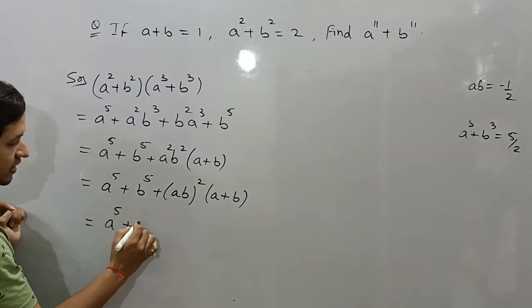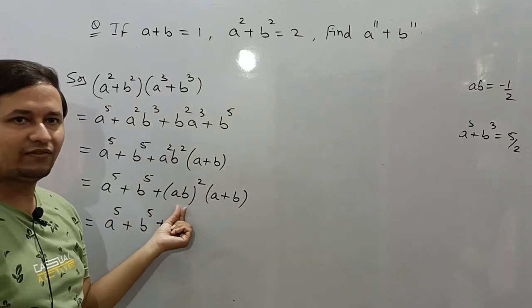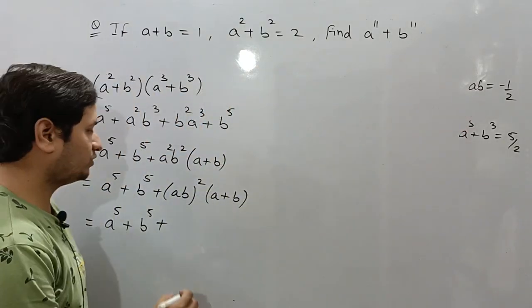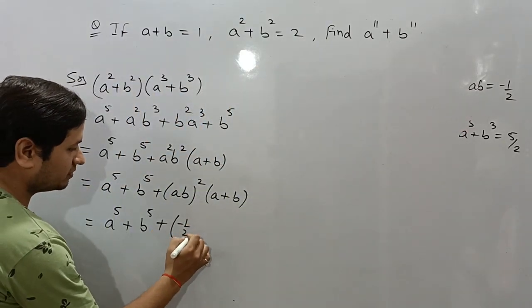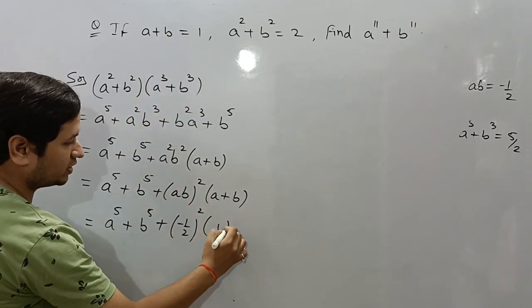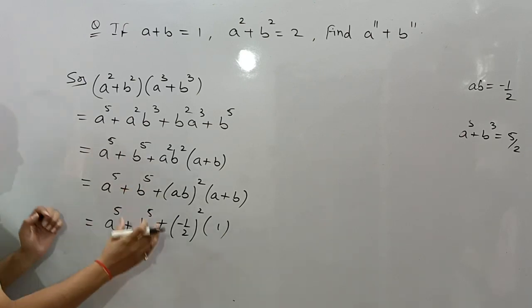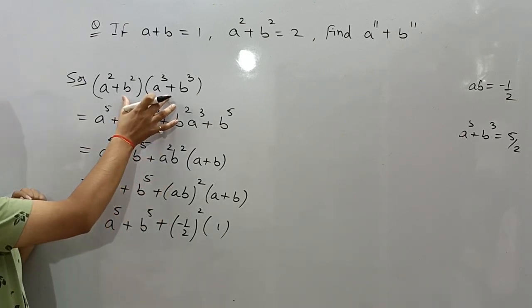a raised to the power 5 plus b raised to the power 5 plus ab. What is the value of ab? ab is minus 1 by 2. So we will put here minus 1 upon 2 whole square. And a plus b is what? a plus b is 1. Got it?